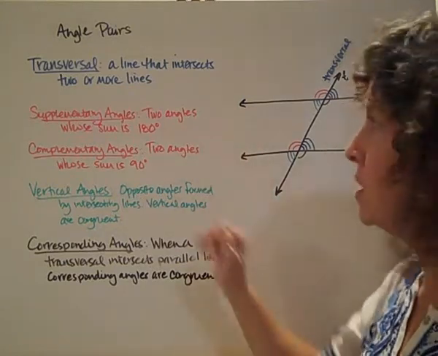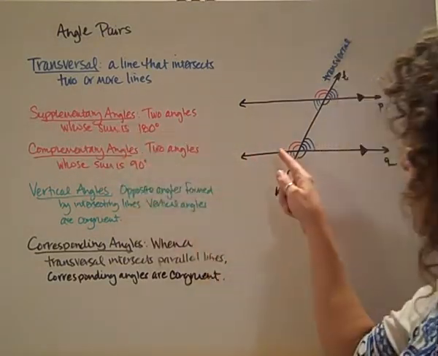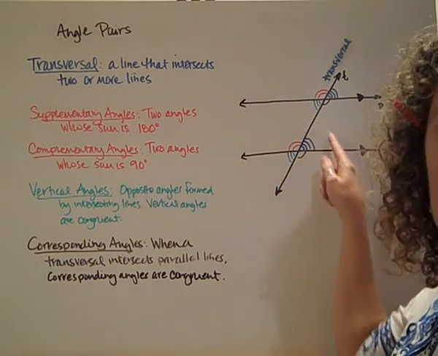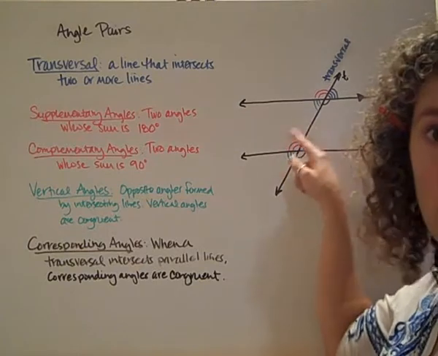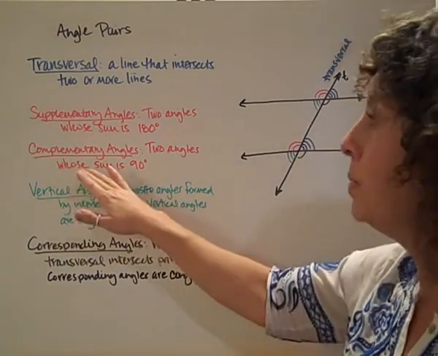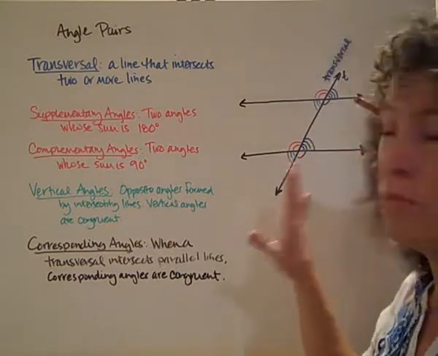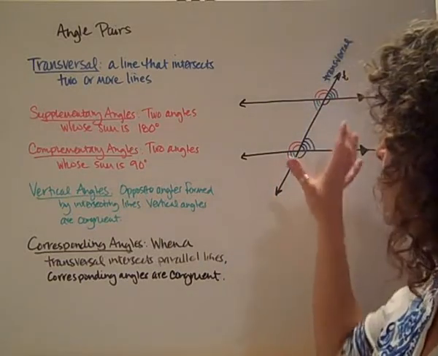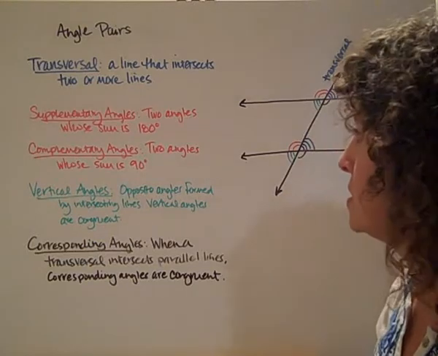Let's talk about some angle pairs. Supplementary angles, two angles whose sum is 180 degrees. So if I look at two angles that are part of a straight line, these two add up to 180 degrees. Complementary angles, two angles whose sum is 90 degrees. So if I have a right angle in here, and it's made up of two angles, those two angles have a sum altogether of 90 degrees.